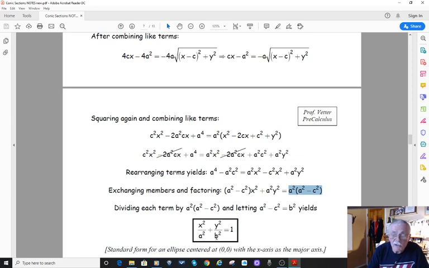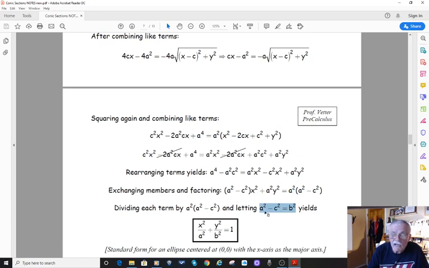At this point, we want to simplify things, so we're going to let a squared minus c squared be b squared, and this becomes our standard form. Now, you might be going to say, well, this looks a little bit like the Pythagorean theorem. You're right, it's not, but it's not.